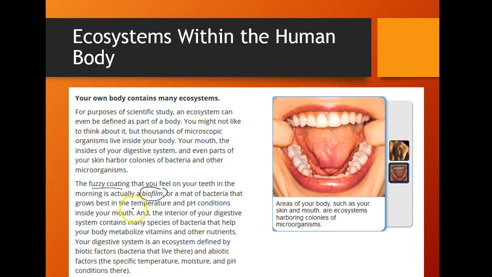It has ideal temperature and pH conditions. Those are both abiotic factors that make it a perfect ecosystem for that bacteria to live in. Another place where we can find ecosystems in the human body is our digestive system. Our digestive system has many nutrients and vitamins, which would be considered abiotic factors, but we also have bacteria that live in there, which would be the biotic factors.